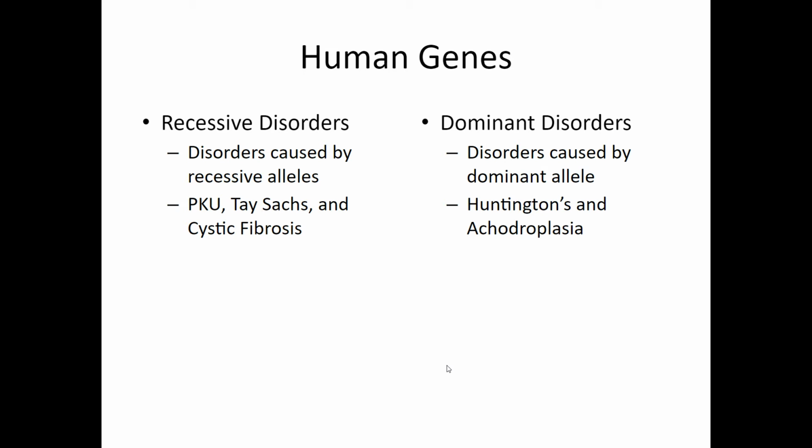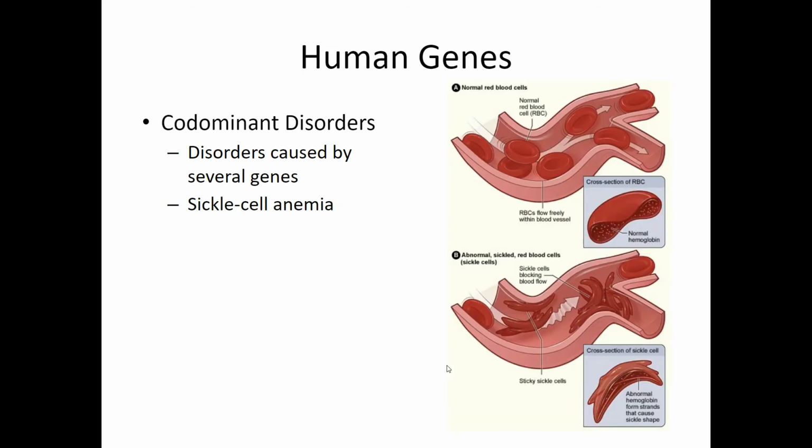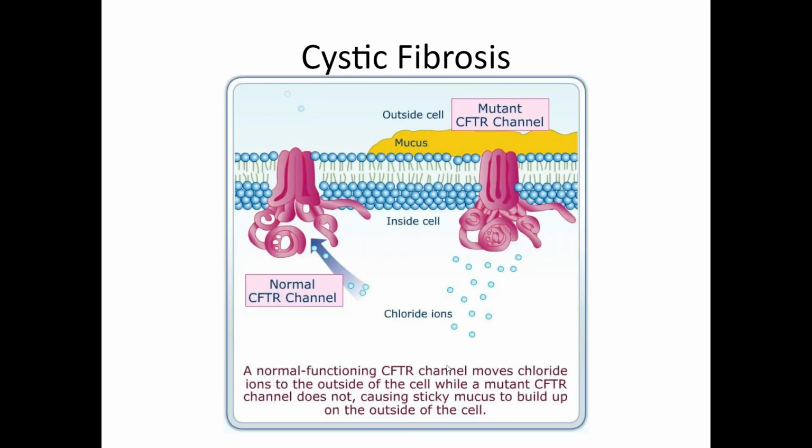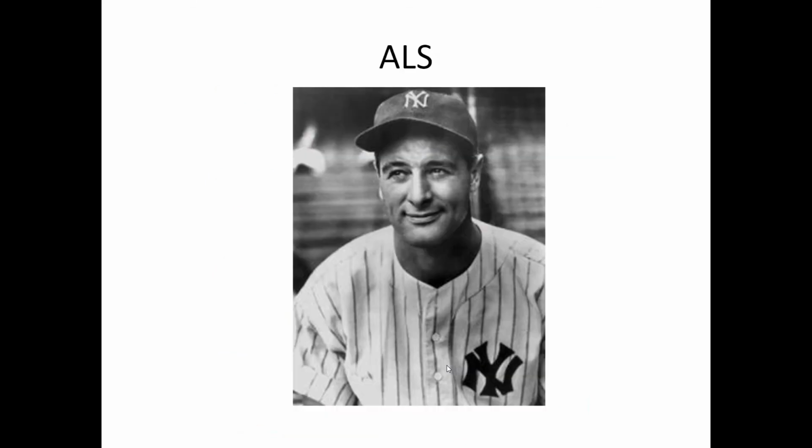And then there's dominant disorders as well. Achondroplasia is just a form of dwarfism, but it's a dominant disorder. And then Huntington's is a nervous system disorder. There are some that are codominant as well. Sickle cell anemia has some codominant factors associated with it, but not as big of a deal as these dominant and recessive disorders. And then I think I have some pictures of them.